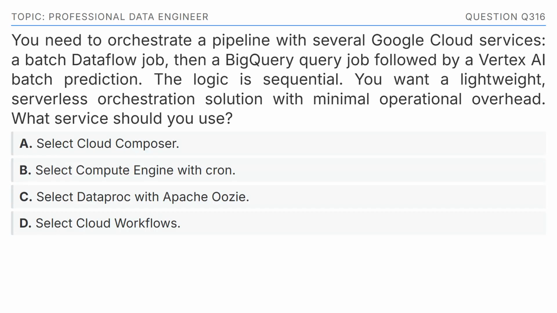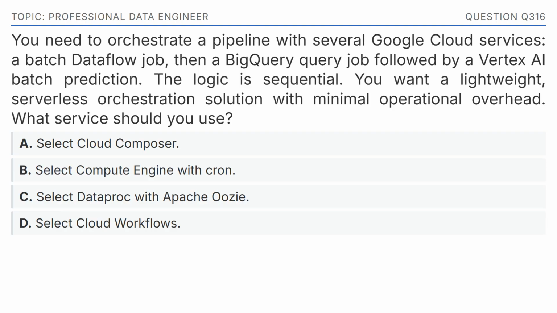You need to orchestrate a pipeline with several Google Cloud services: a batch Dataflow job, then a BigQuery query job, followed by a Vertex AI batch prediction. The logic is sequential. You want a lightweight, serverless orchestration solution with minimal operational overhead. What service should you use?